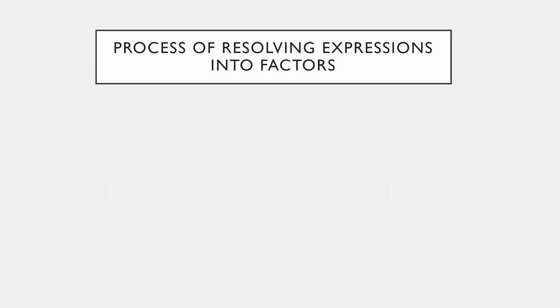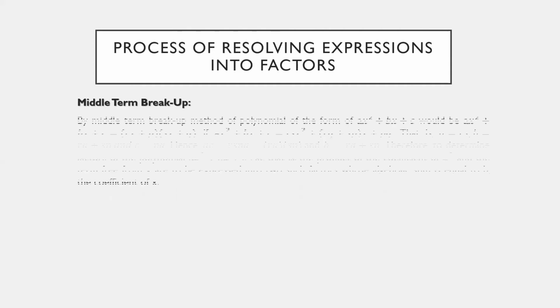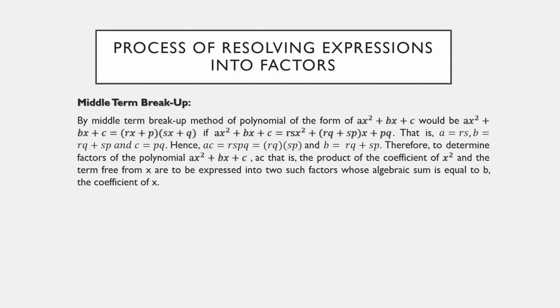The next one is middle term breakup. Middle term factorization and middle term breakup are almost similar, with only one difference. Middle term breakup is for polynomials of the form ax square plus bx plus c. The difference is here: in the previous method we had x square plus px plus q, that is, the coefficient of the x square term was 1. Now we have a coefficient of x square which is equal to a.